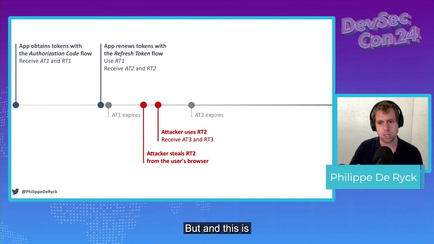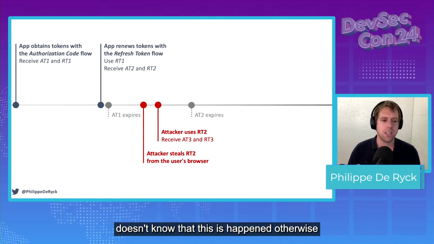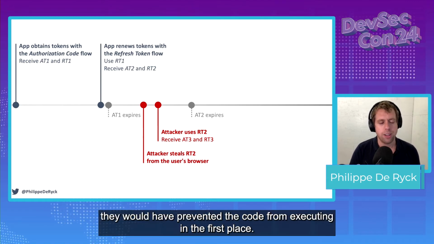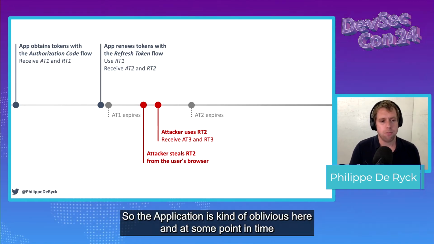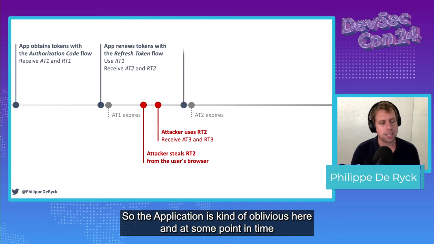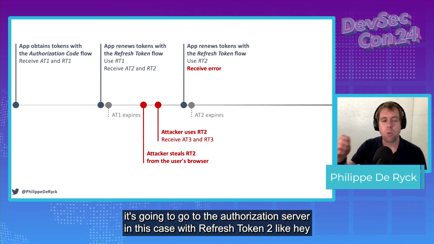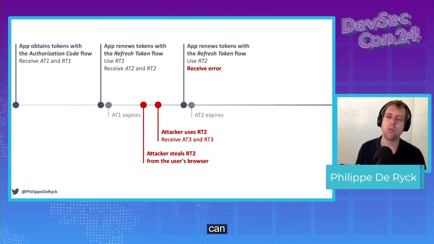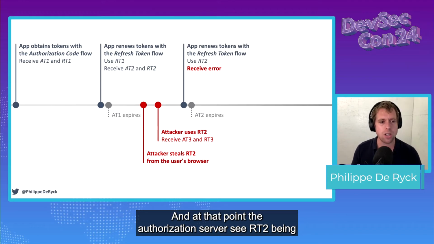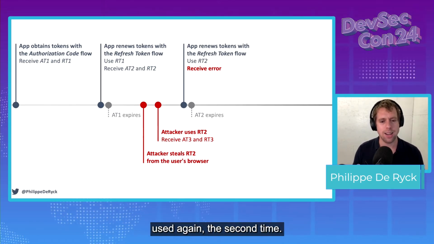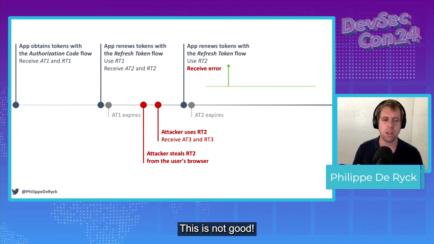But, and this is the kicker of refresh token rotation, the application doesn't know that this has happened. Otherwise, they would have prevented the code from executing in the first place. So the application is kind of oblivious here. And at some point in time, it's going to go to the authorization server in this case with refresh token 2 and say, hey, can I get new tokens, please? And at that point, the authorization server sees RT2 being used again, the second time. And it says, oh, no, this is not good.